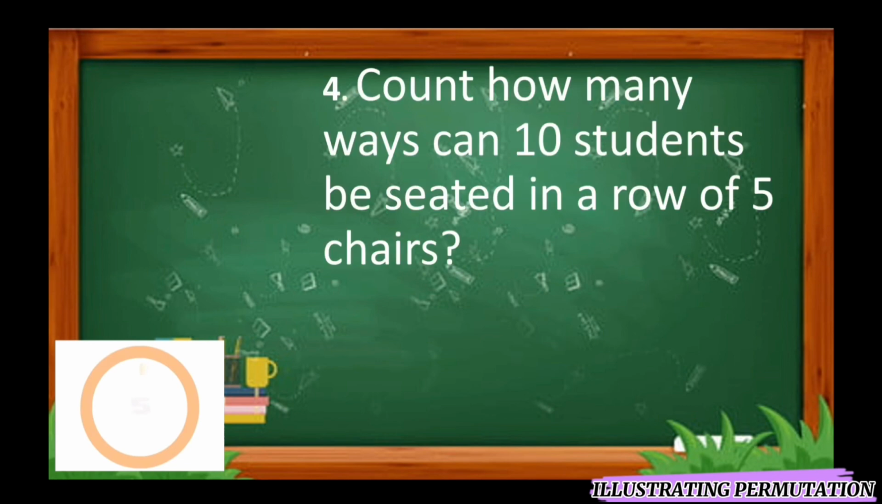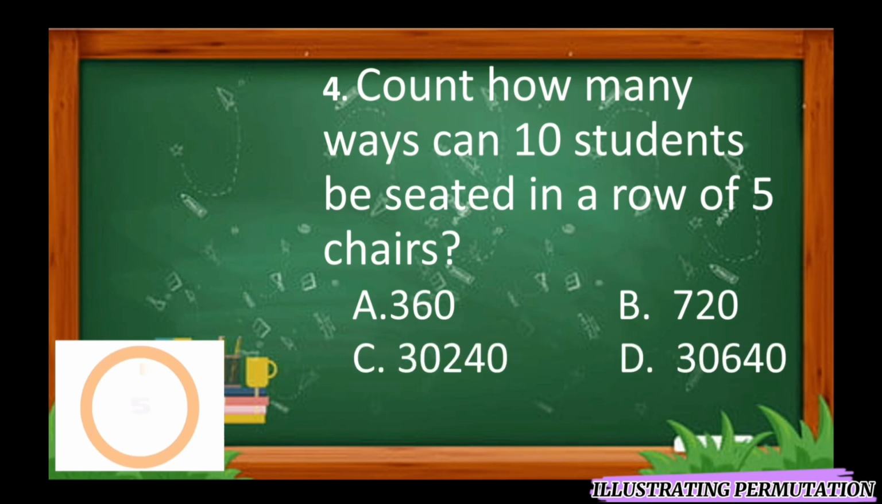Number 4. Count how many ways 10 students can be seated in a row of 5 chairs. A. 360, B. 720, C. 30,240, D. 30,640. And the correct answer is letter C. 30,240.